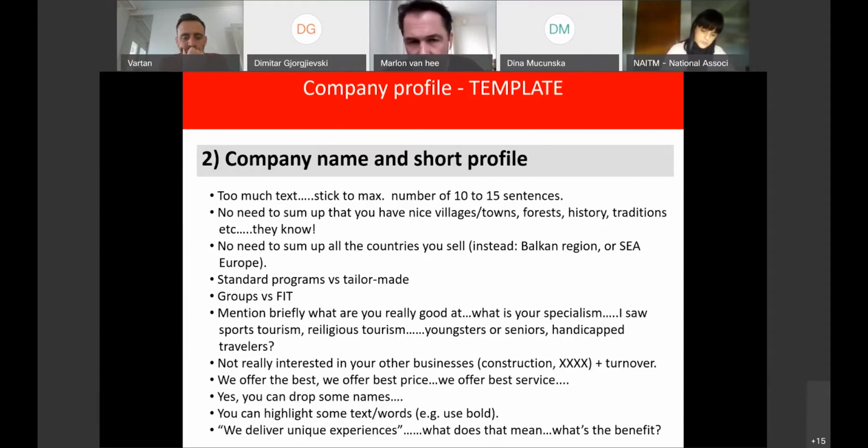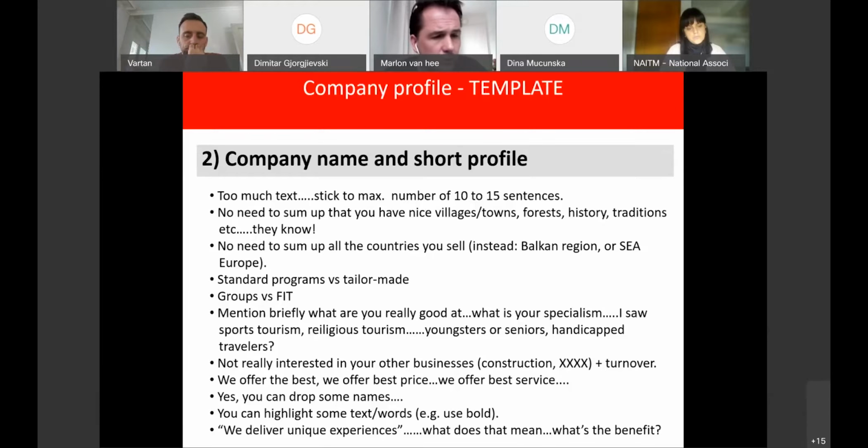So for example, I saw something about sports tourism. I saw something about religious tourism, I saw something about we are catering for young travelers, senior travelers, or something about handicapped travelers. Try to emphasize in your short profile what you are really good at. This could also be something about culinary experiences that you offer. It could be something about a focus on community-based tourism experiences. Try to capture that very briefly into your short profile.